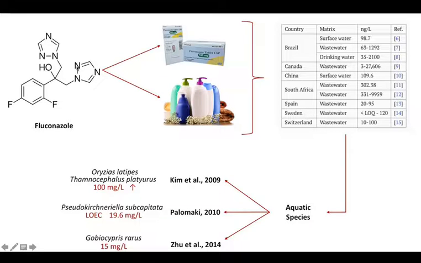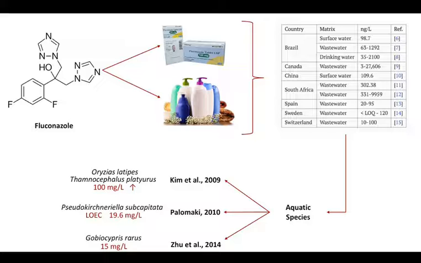Fluconazole is a fungicide of the azole family that people use in dermal and oral medications to treat fungal infections. Nonetheless, we can also find it in household products such as soap, shampoo, dermal creams, shower gels, and toothpaste. After fluconazole is administered, it enters the sewer system, passes through wastewater treatment plants, and reaches the aquatic environment.